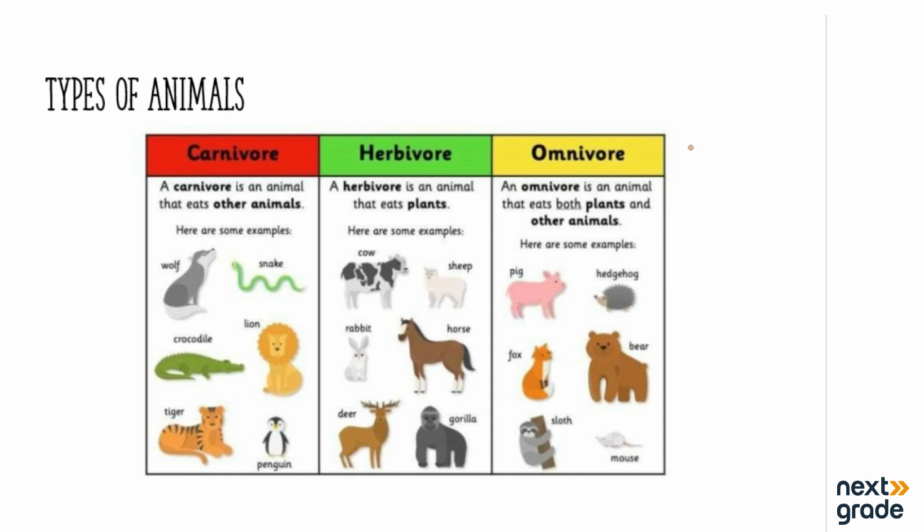Hello children, in today's video we will be learning about different types of animals that are included in a food chain. So let's start. First of all, one thing that you should keep in mind is that plants are the type of living organism that makes their own food. We have discussed that they use water and they use the sunlight to make the food.